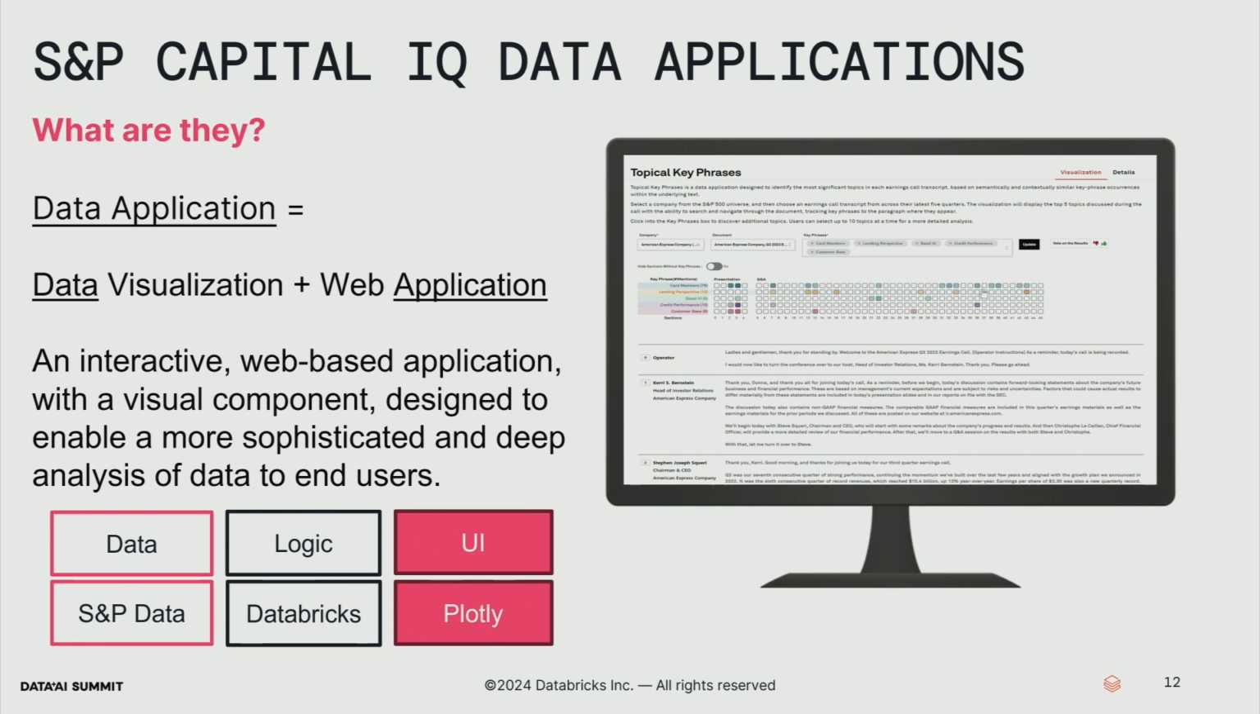We pretend we're a client of S&P's. So we take all of the external data as the initial input into the app. We use Databricks for all of the ingestions, the ETLs, the workflows, the jobs, etc. And then we simply use Plotly to accelerate the build process and packaging of the application.